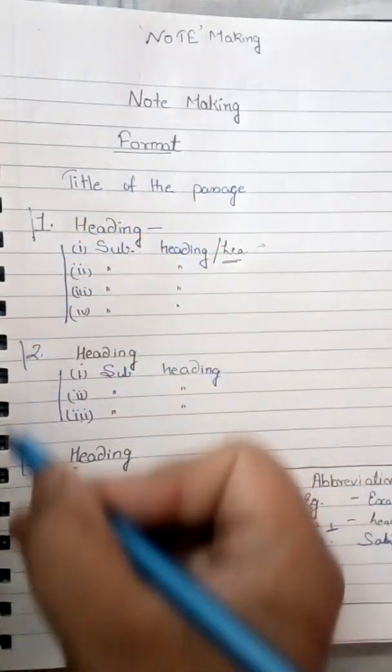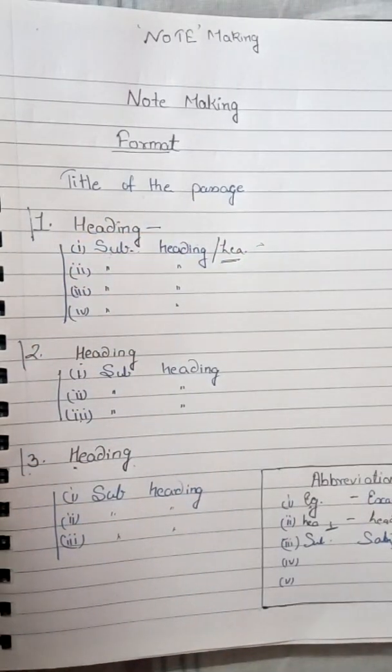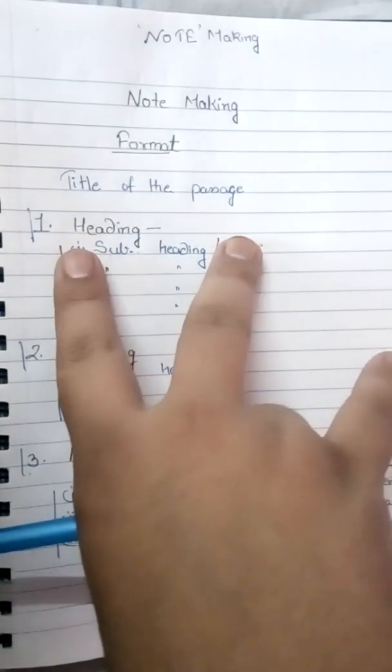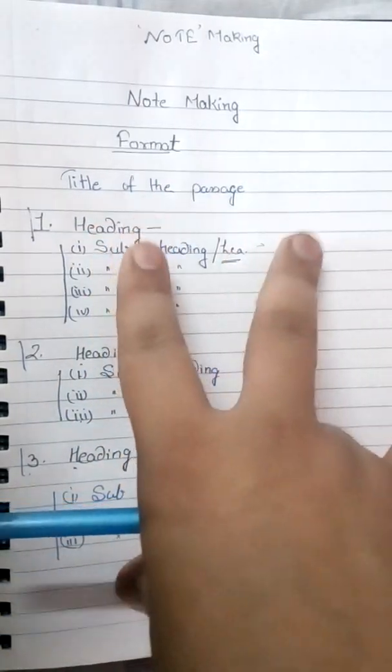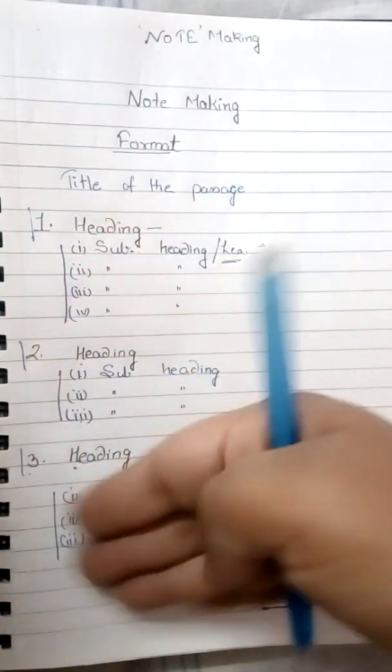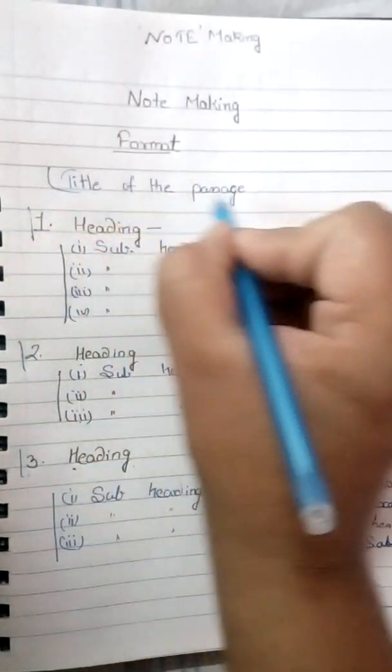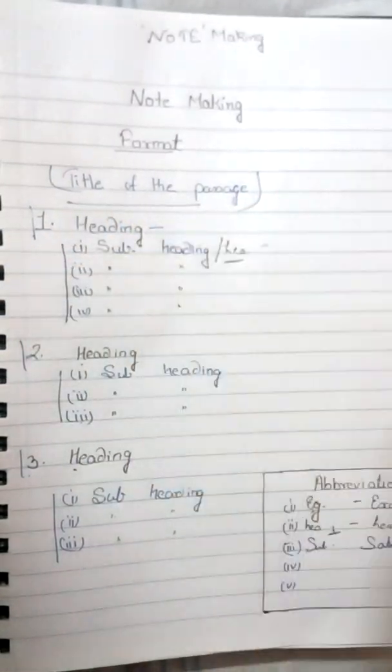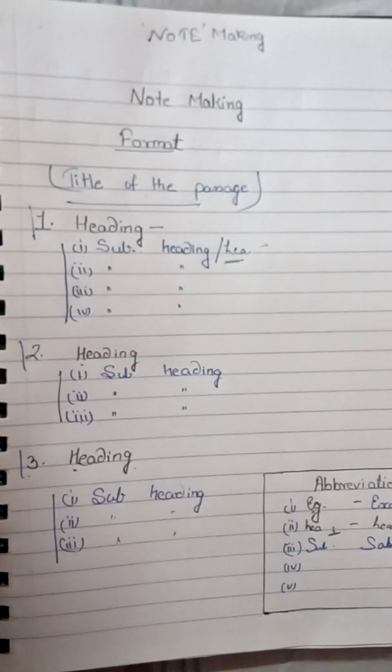Once you complete all the 3 or 4 points of note making, think about the title: what may be the suitable title for all the 3 paragraphs, all the 3 points, and try to write the title of the passage here. In this way you are going to make the notes properly.